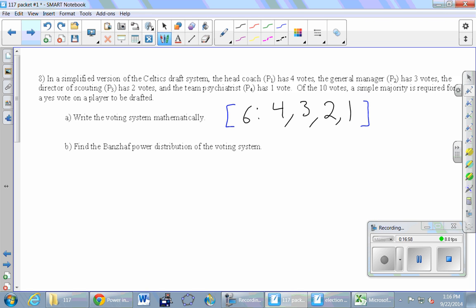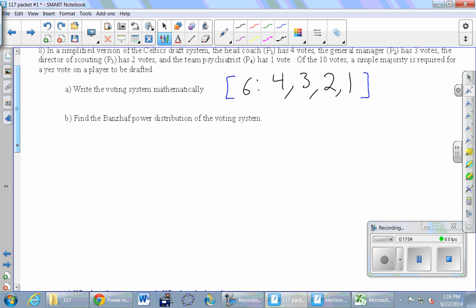Okay, so let's try to find the Banzhaf power distribution for this voting system. Okay, just like before, P1, P2, P3, and P4.